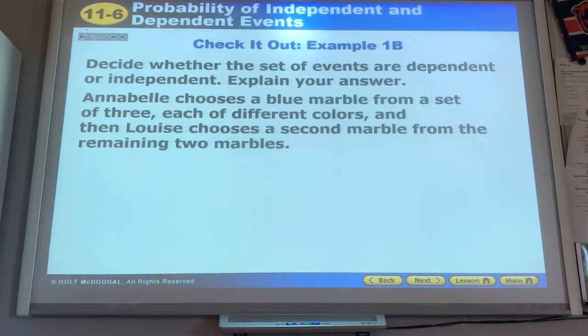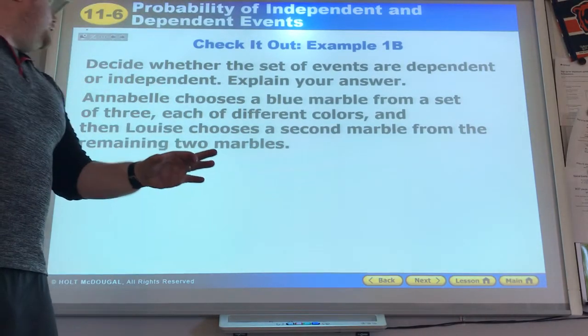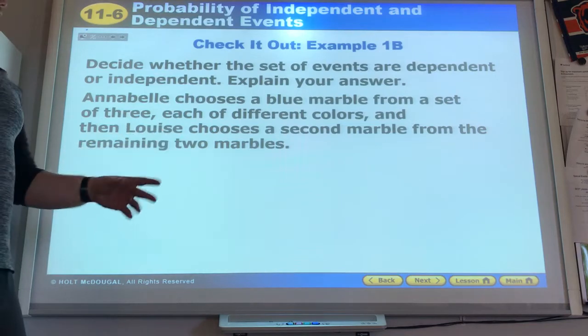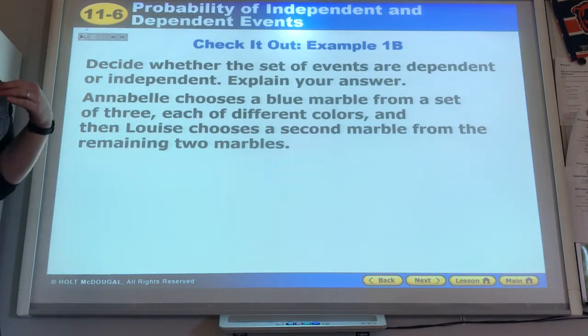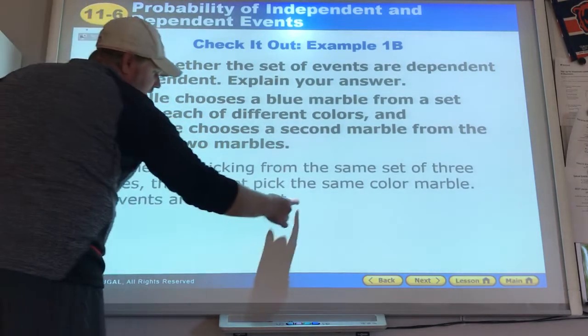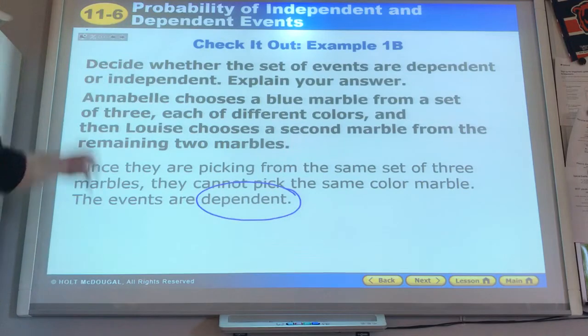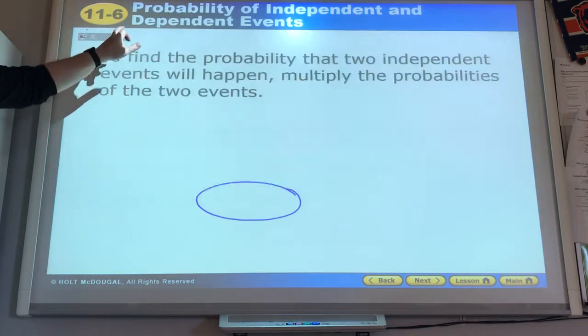Annabelle chooses a blue marble from a set of 3, each of different colors. And then Louise chooses a second marble from the remaining 2 marbles. So we had the bag of marbles. Annabelle chose one. Then Louise gets to choose one. Did what Louise gets to choose depend on what Annabelle gets to choose? Yes, it very much did. So those are dependent events, because Annabelle changed what Louise would get to choose from.